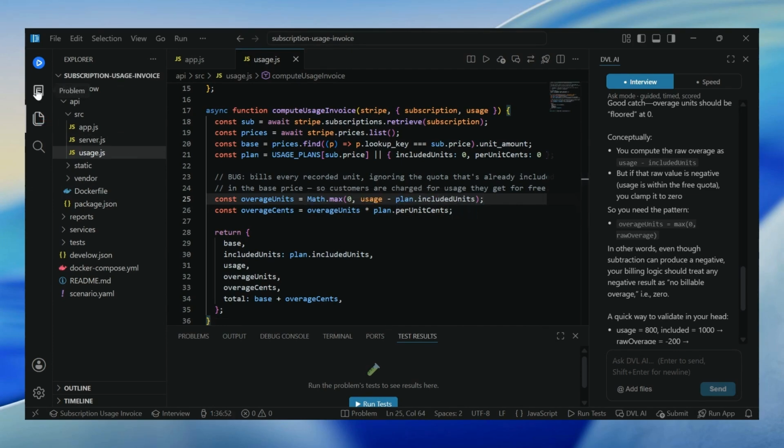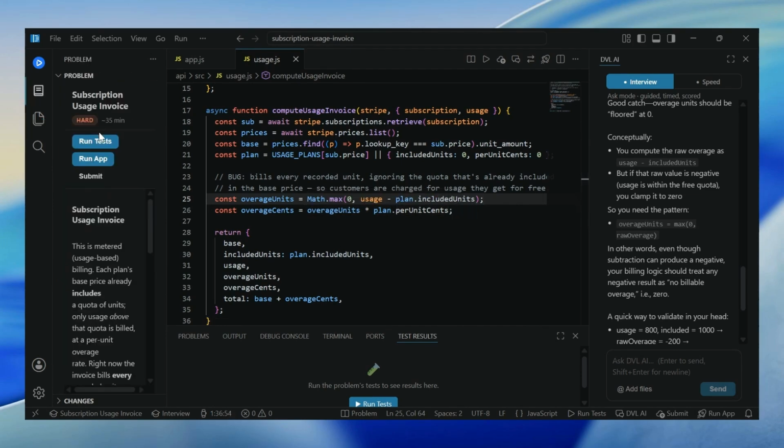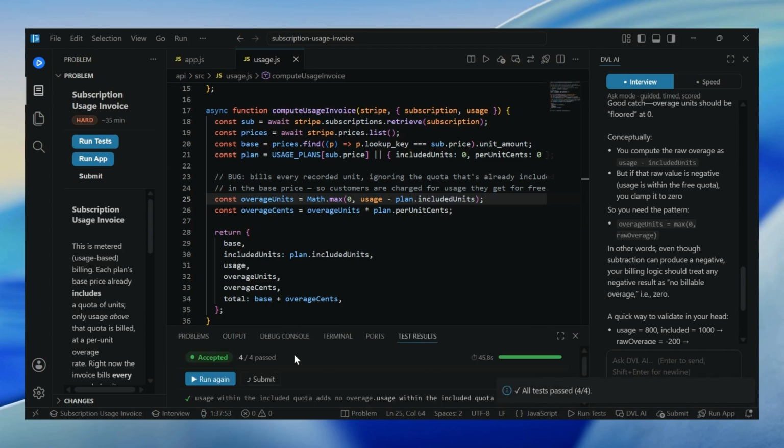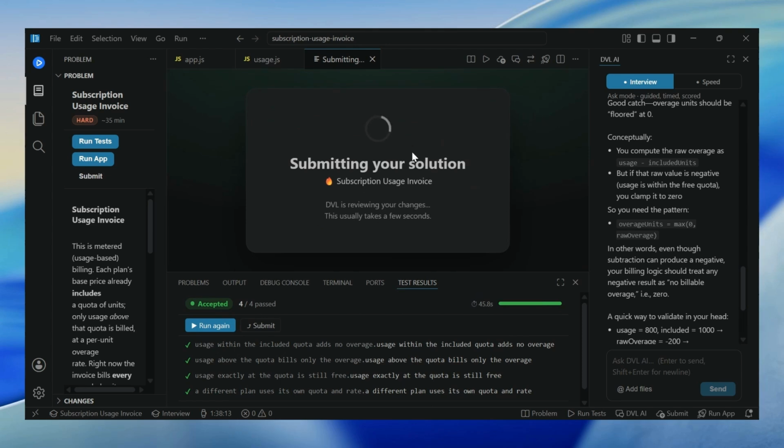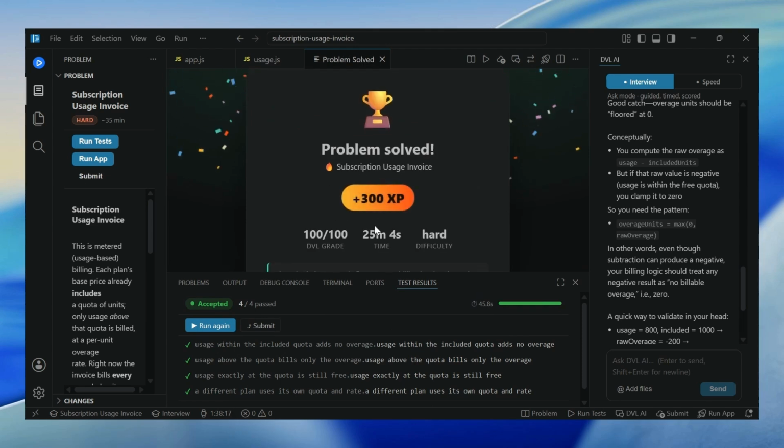Let's run our tests. And there we go. All tests are passing. We are correctly billing heavy users for their overage, we are keeping the base price intact for light users, and we are no longer double charging anyone. Great job.